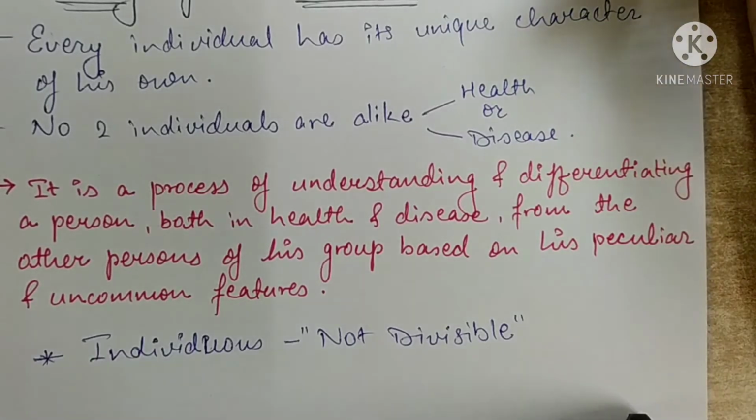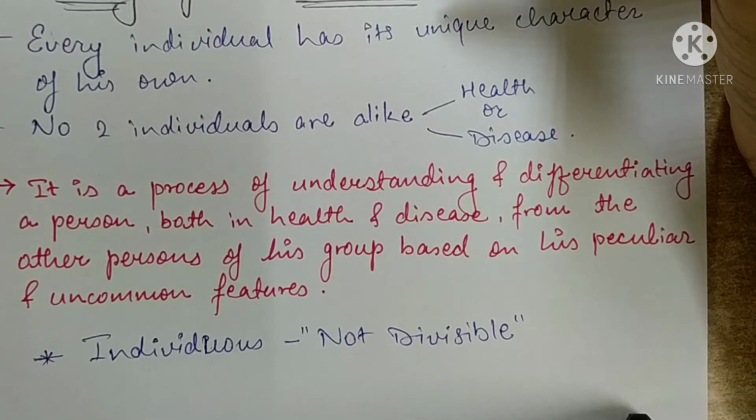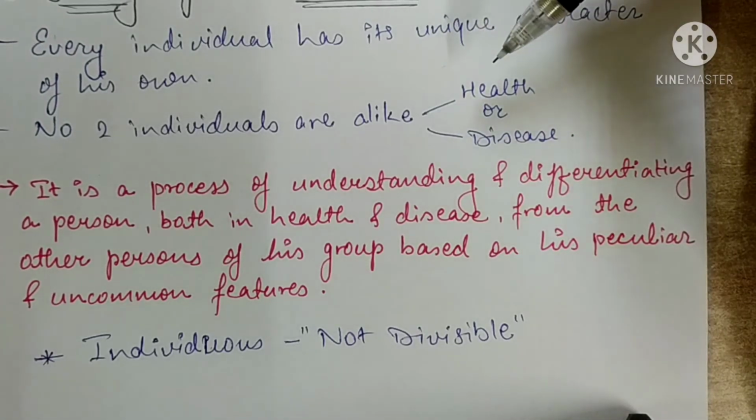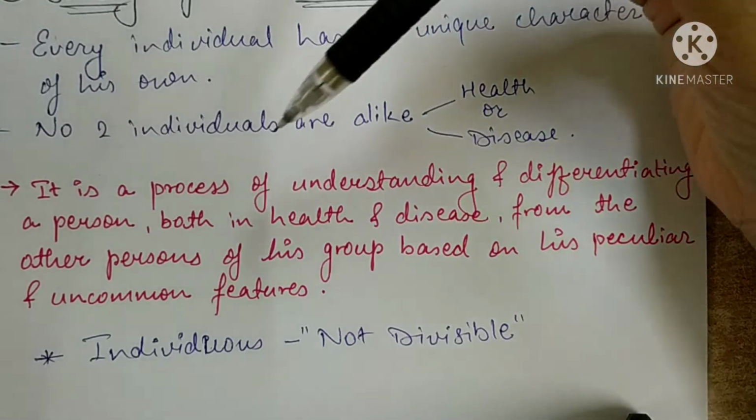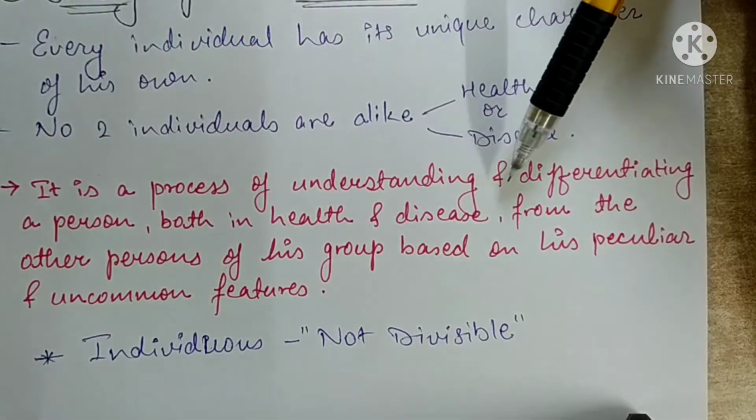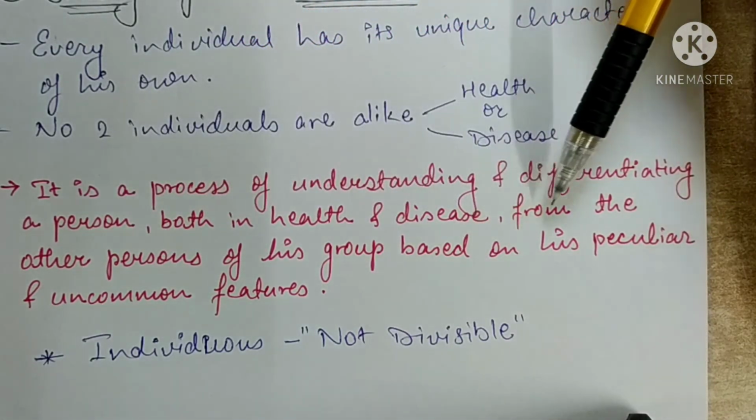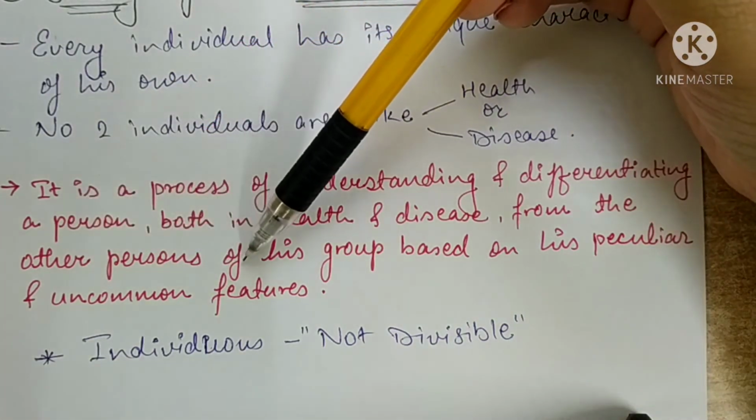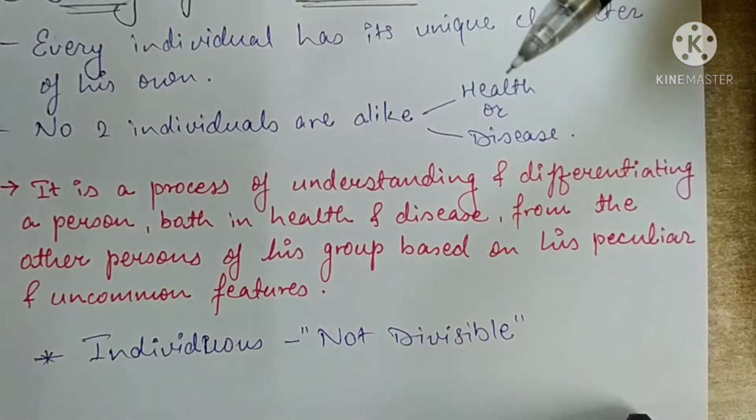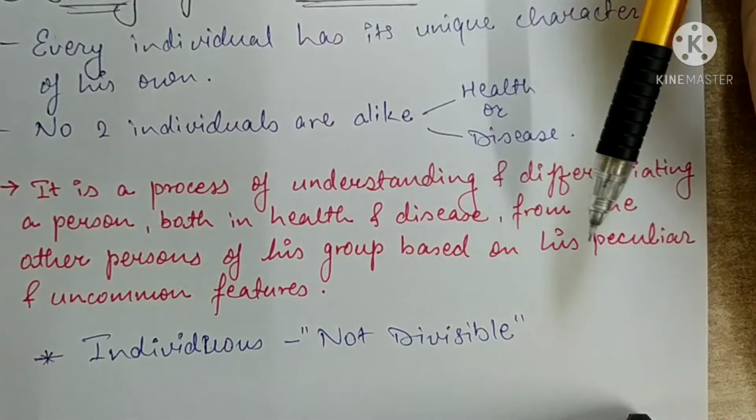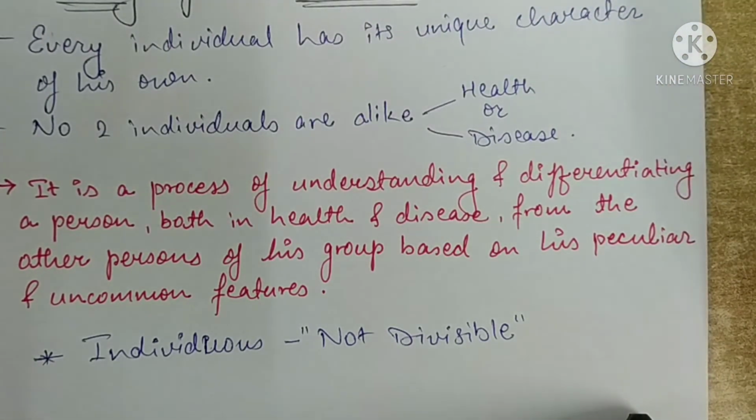So the 8th one is the theory of individualization. Every individual has a unique character of his own. No individual is similar in his healthy state or in a disease state. It is a process of understanding and differentiating a person, both in the health and disease form, from the other persons of his group based on peculiar and uncommon features. Every individual has peculiar and uncommon features. No two individuals are alike.